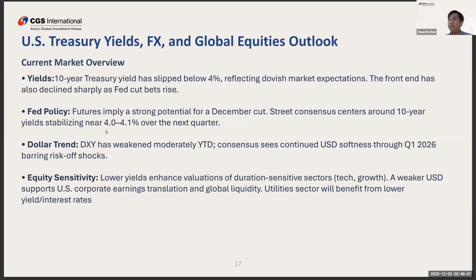Okay, the 10-year yield slipped below 4, but there's a typo, it actually went back to 4% already. And the front end has already declined sharply as the Fed cut raised.